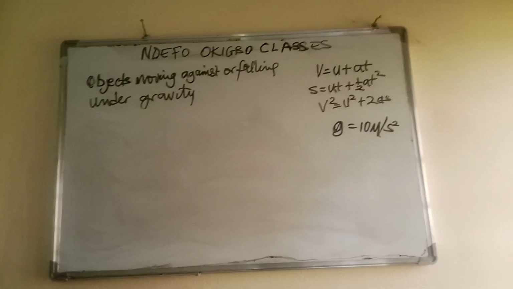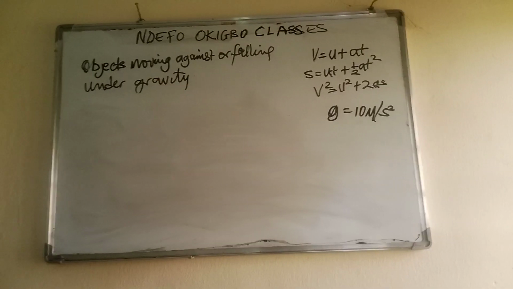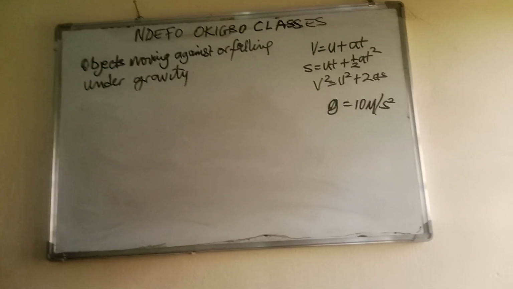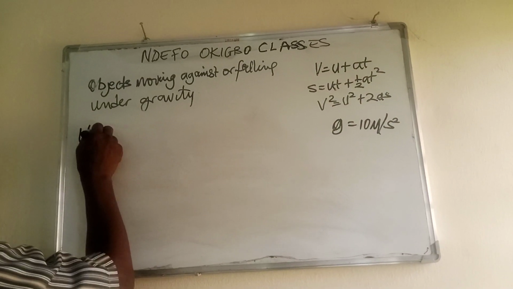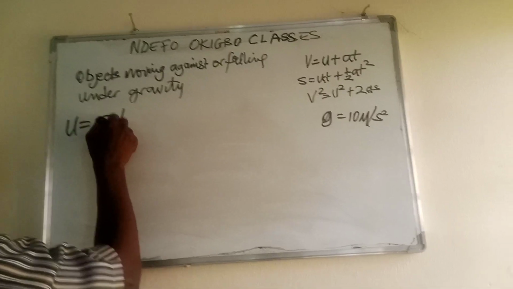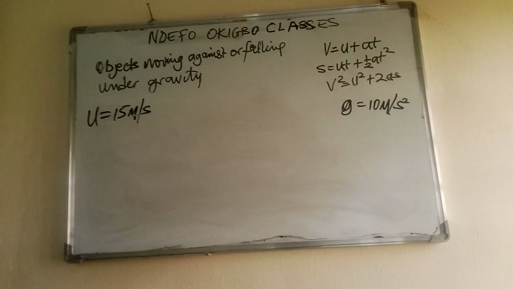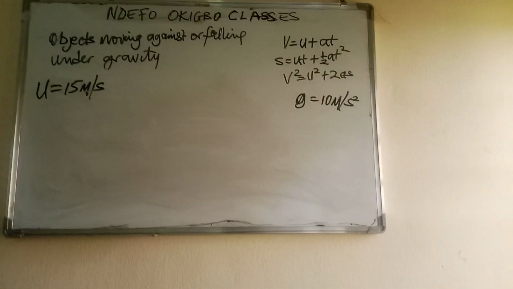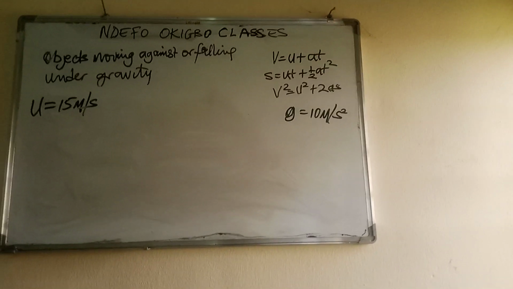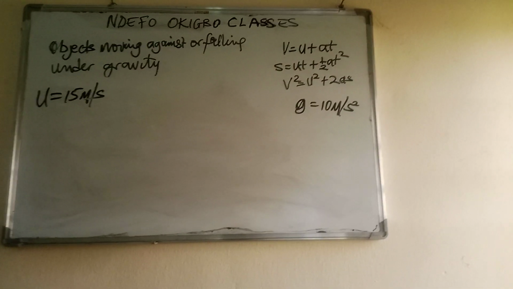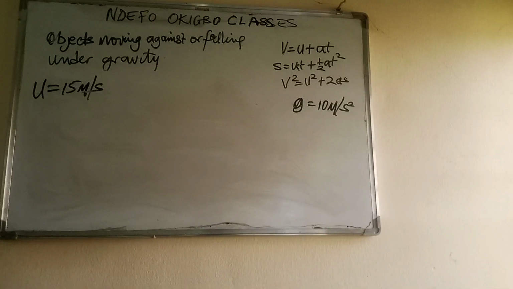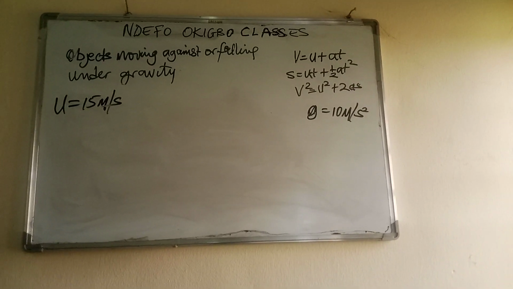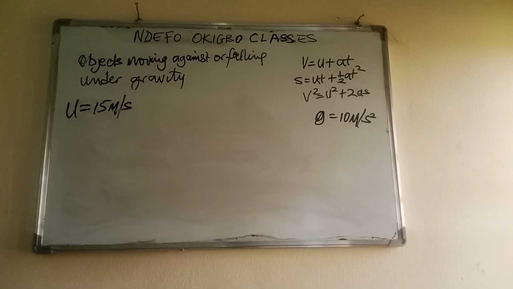A ball is kicked vertically upward from the ground with a velocity of 15 meters per second. How long did it take the ball to come back to the ground? Then the next question: what is the maximum height reached by the ball?